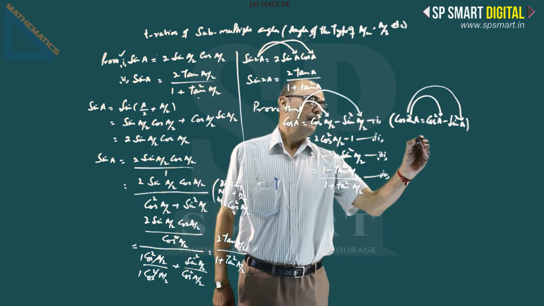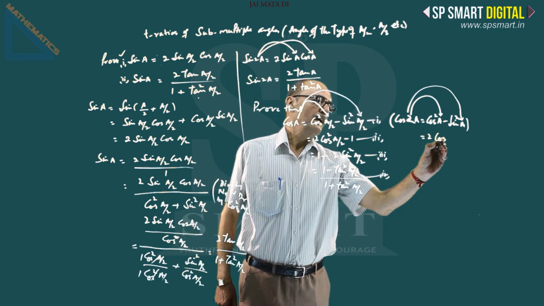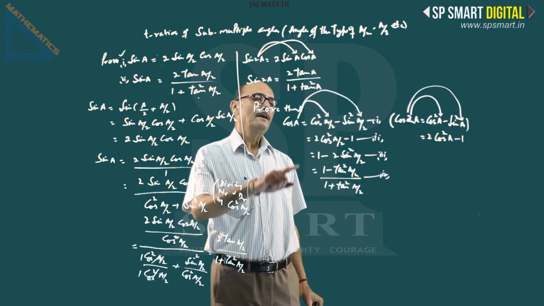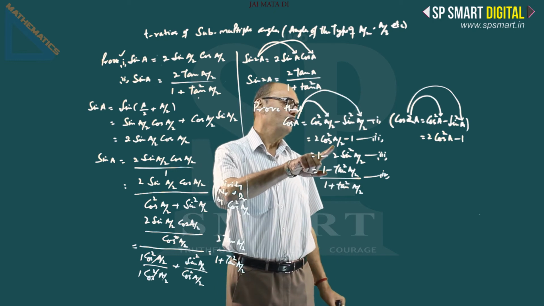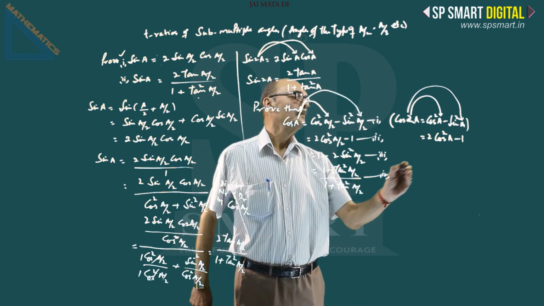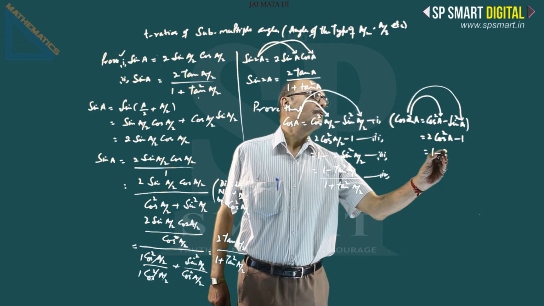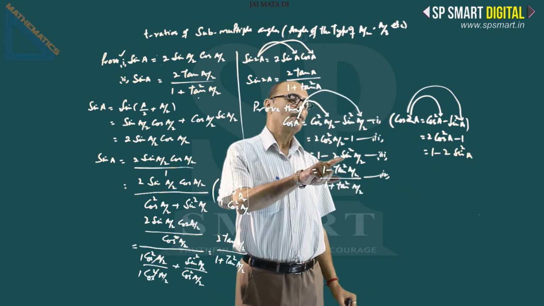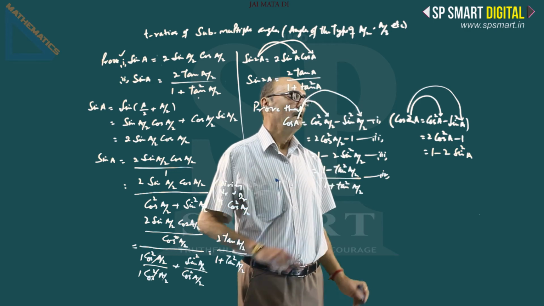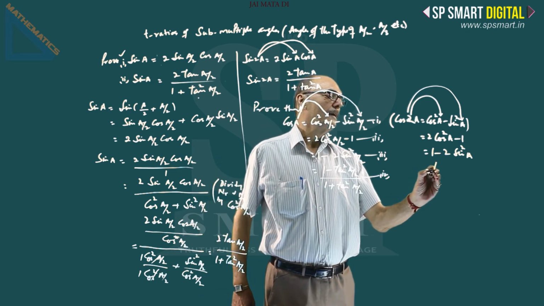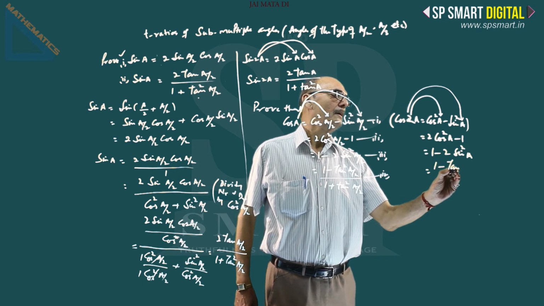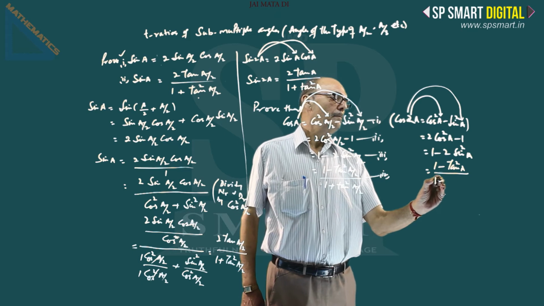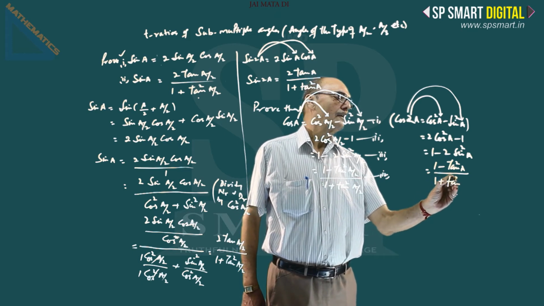Then we have 2 cos square A minus 1. Here we have A by 2. This is equal to 1 minus 2 sin square A. Here we have 2 sin square A by 2. And finally, 1 minus tan square A upon 1 plus tan square A.